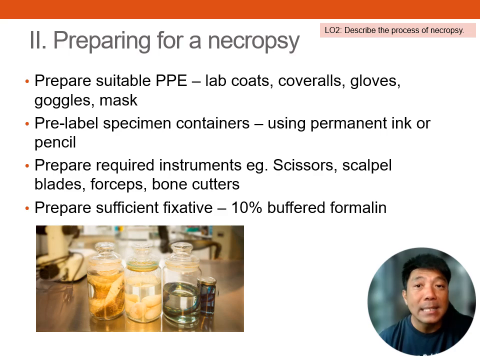Proper preparation is key for a successful necropsy. You will need to prepare your PPE, like your lab coat, gloves, goggles, and masks, when working in the lab. Pre-label specimen containers with permanent ink to avoid confusion. You also need the right instruments for the job: scissors, scalpel blade, forceps, even bone cutters, to name a few. Lastly, make sure you have enough fixative, like 10% buffered formalin, for preserving tissue samples.